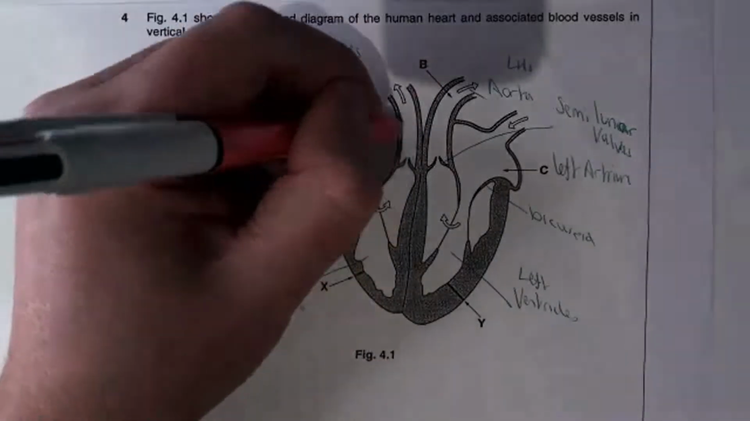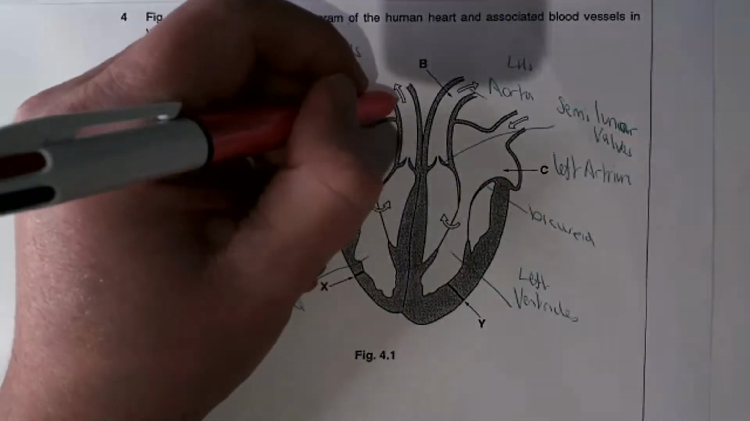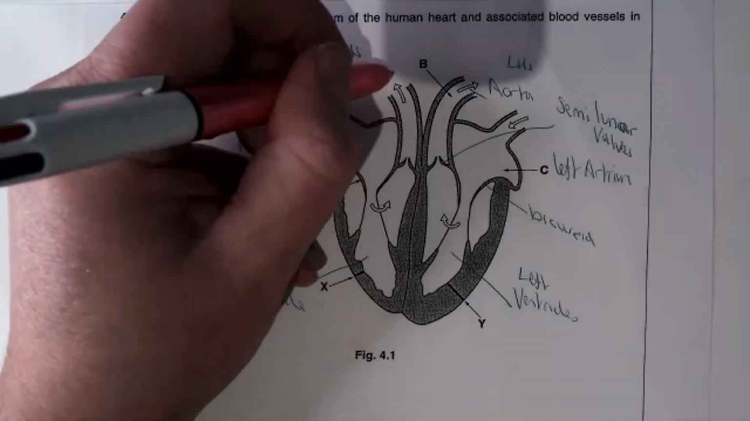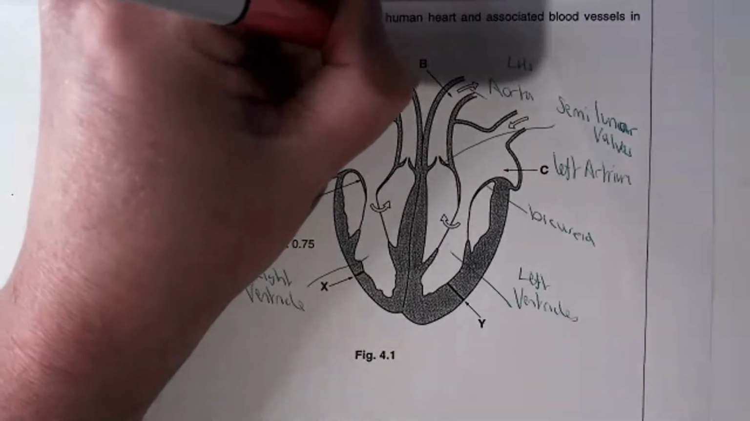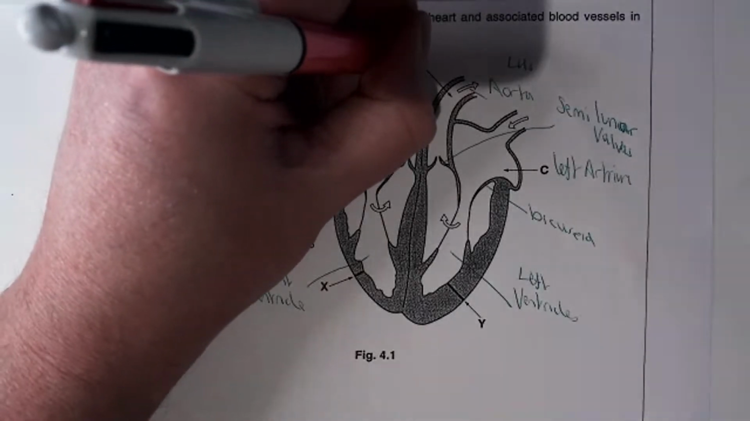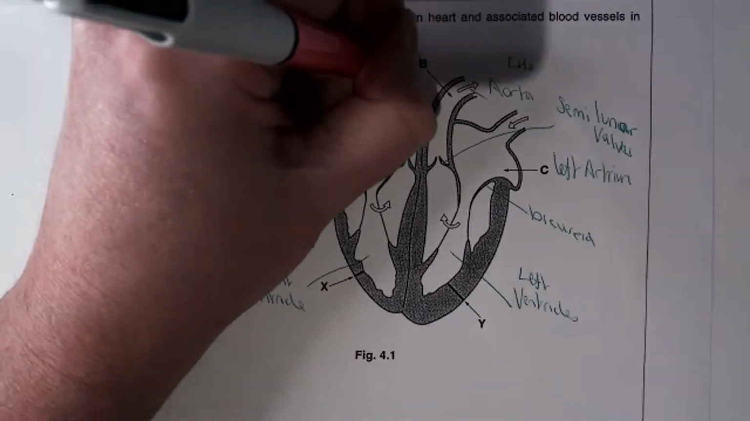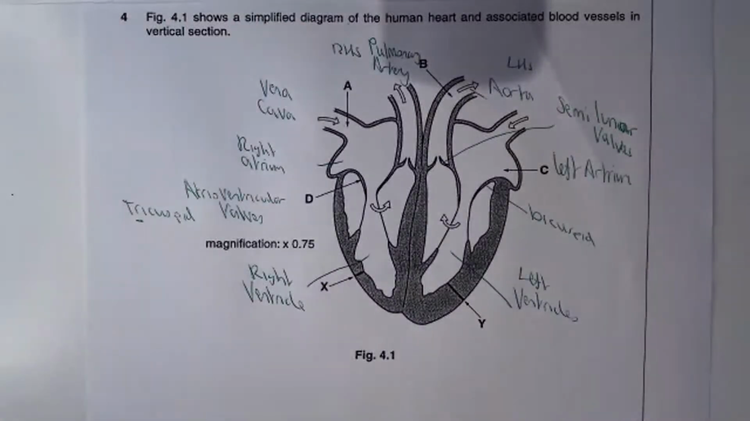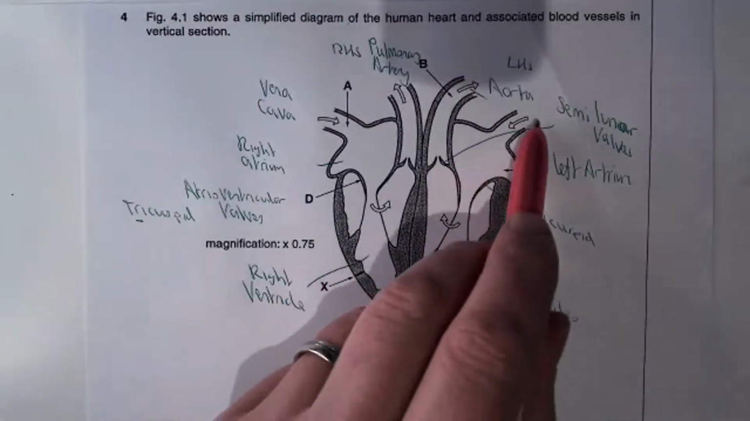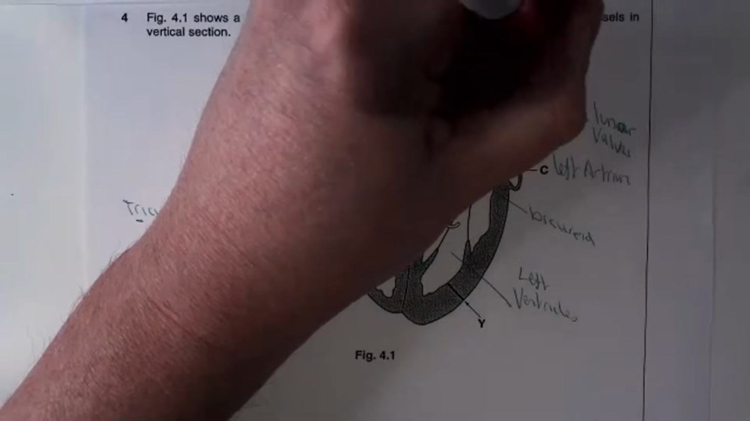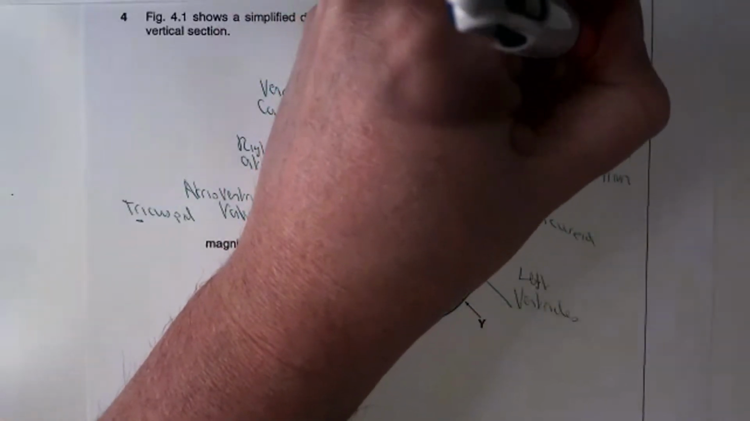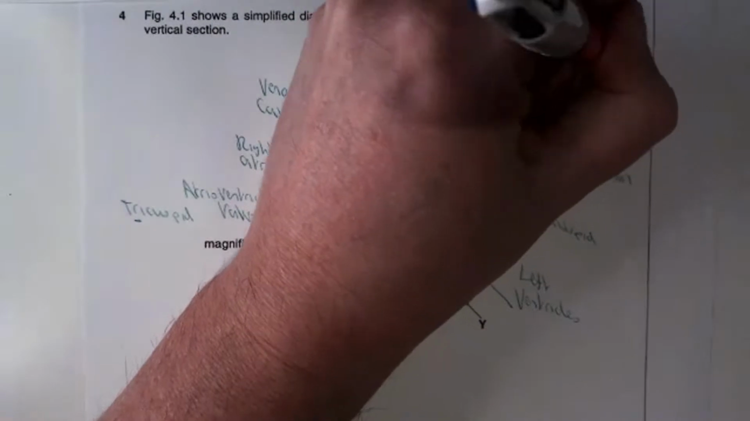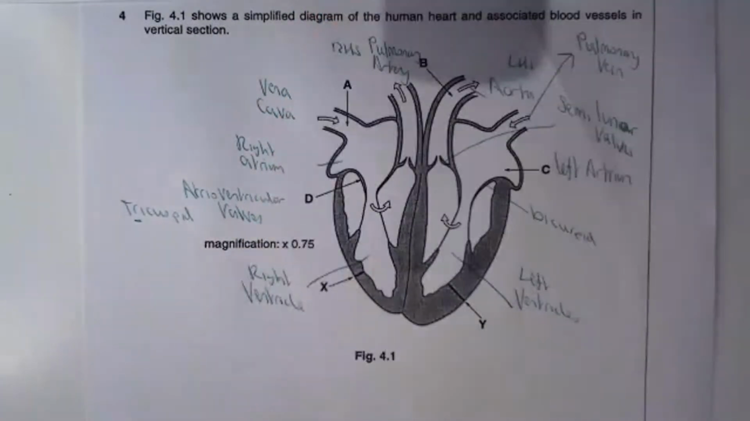The blood vessel that's leaving the right hand side of the heart is going off to the lungs to pick up oxygen. So this is the pulmonary artery. Remember, arteries go away from the heart. And therefore this blood vessel here that's coming back to the heart from the lungs will be the pulmonary vein.